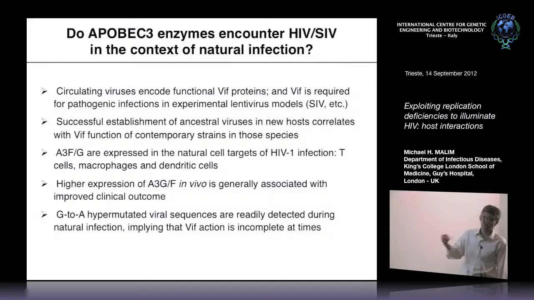For example, with African green monkey SIV, those VIF proteins do not work in human cells, and that virus never seems to have been transmitted to humans, whereas the VIF proteins from SIVs from chimpanzees or sooty mangabeys, viruses which have been transmitted to humans, do work in human cells. APOBEC3F and 3G are expressed in the natural cell targets of HIV infection: T cells, macrophages, and dendritic cells. There seems to be a correlation between higher expression of 3G and 3F in vivo and improved clinical outcome for people infected with HIV, and hypermutated sequences are readily detected during natural infection.